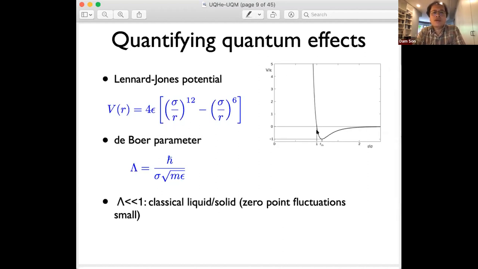When one thinks about how to characterize the magnitude of the quantum effect in helium, one introduces the so-called de Boer parameter. There are various ways to understand this parameter. One way is to try to arrange the helium atoms in a lattice, with the lattice spacing equal to the position of the minimum of the potential, and ask about the magnitude of the quantum fluctuations of the position. One will see that the magnitude of this fluctuation is proportional to this parameter lambda. If lambda is very small, one would have a classical liquid or solid. Most of the substances in nature have lambda much smaller than one. Except for helium, where lambda is of order one.